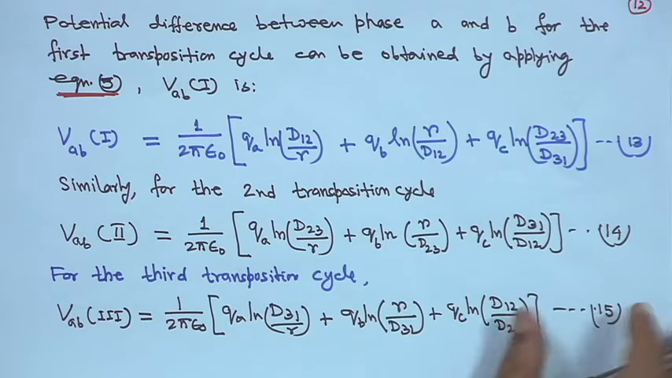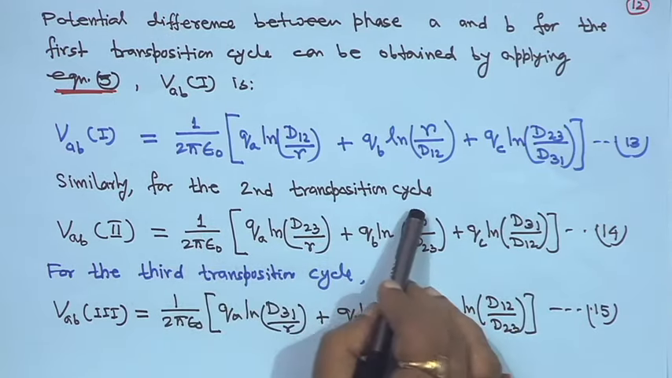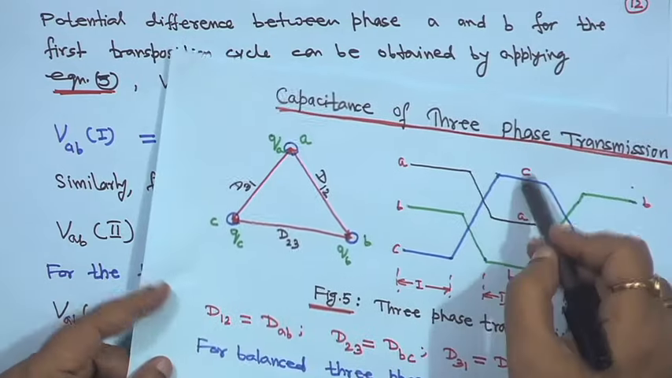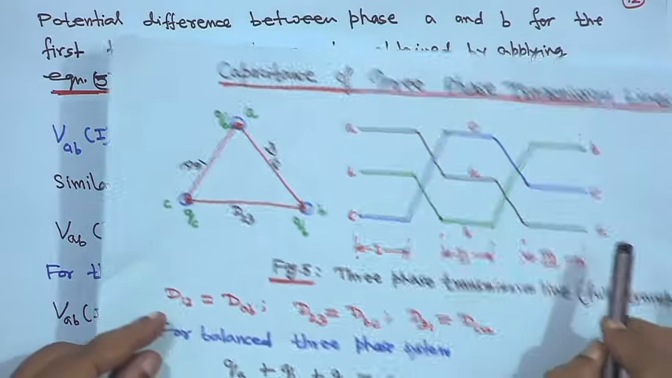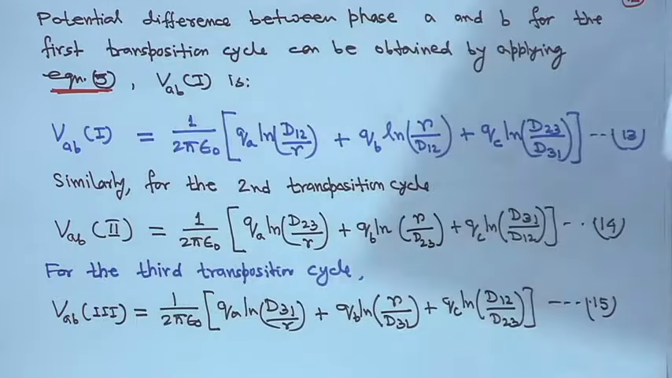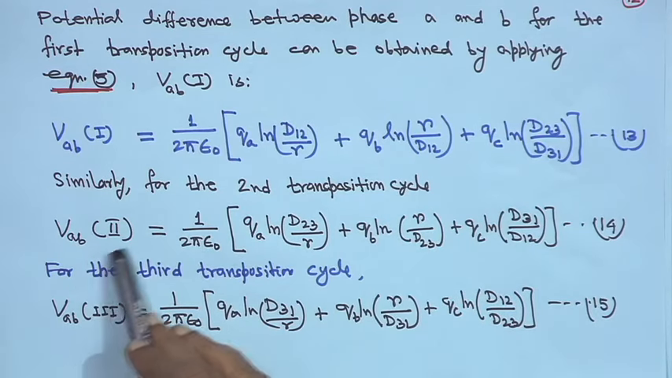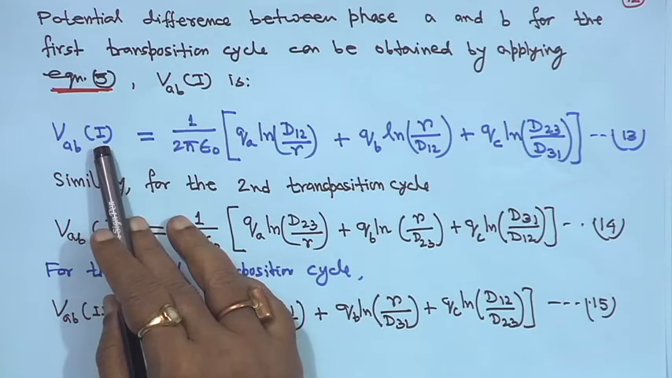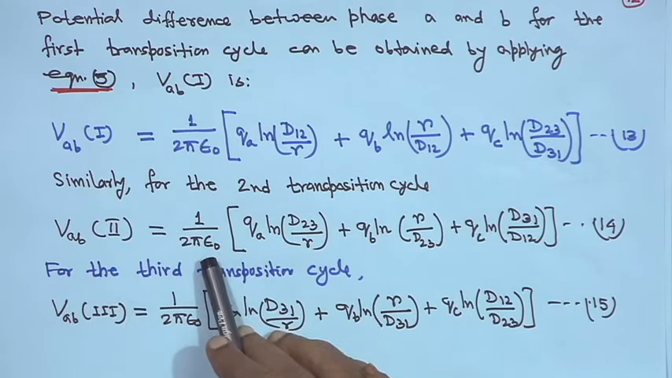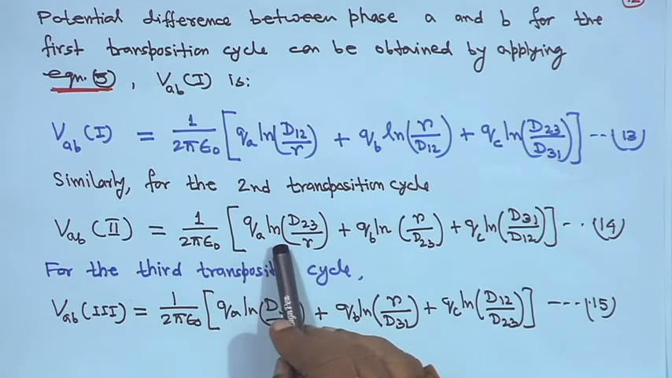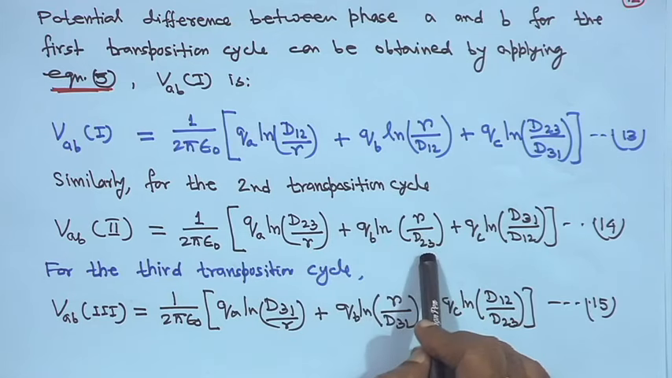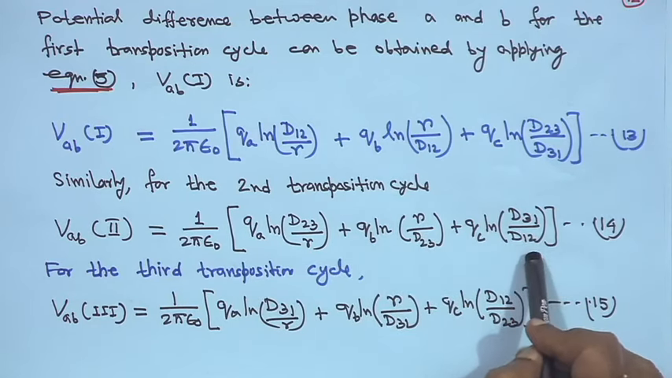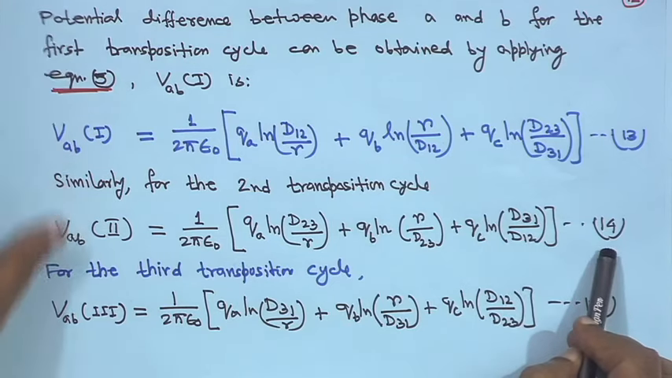I hope you are understanding this, right. So, similarly, for the second transposition cycle, you make this configuration of your own, because inductance we have seen it, right. Therefore, for the second transposition cycle, V ab section 2 is equal to 1 upon 2 pi epsilon 0, right. Then q a ln d 23 upon r plus q b ln r upon d 23 plus q c ln d 31 upon d 12. This is equation 14, right.